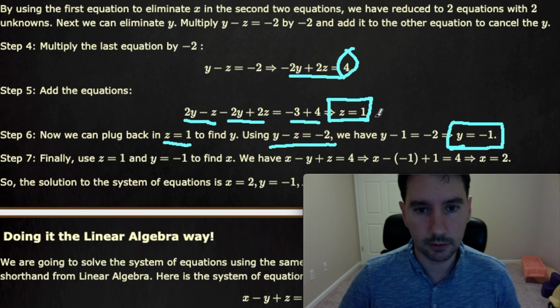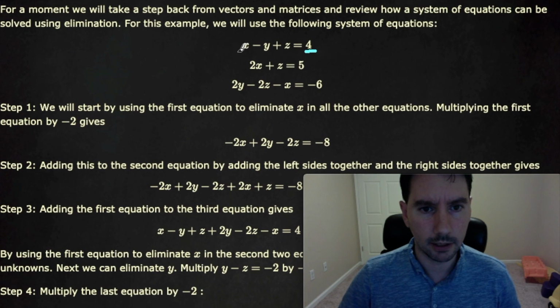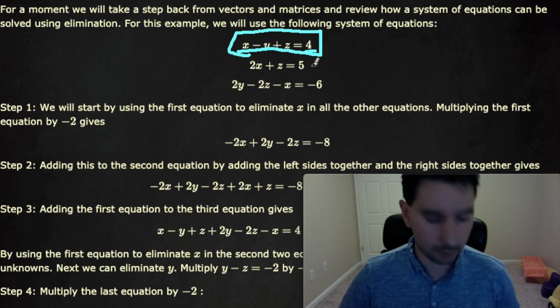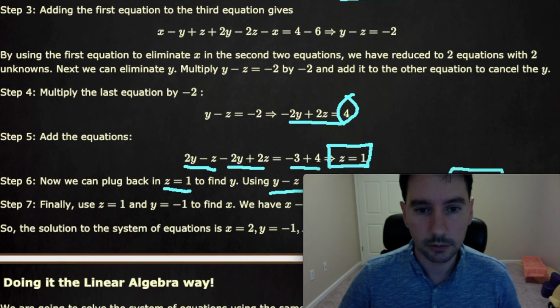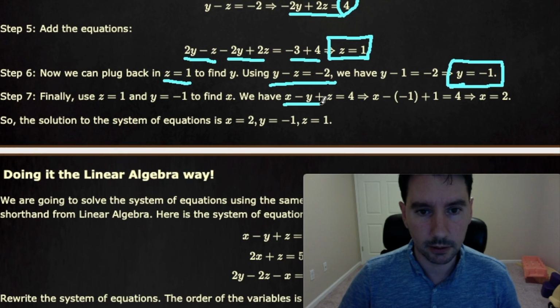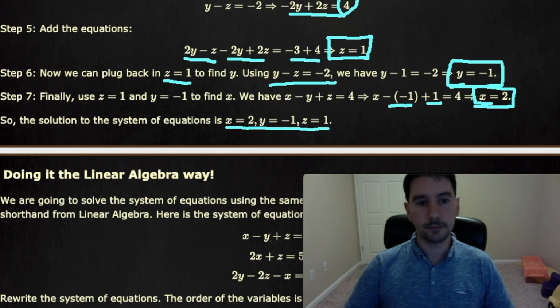Then we use z equals 1 and y equals negative 1, and plug them back into the first equation up here. So we had x minus y plus z equals 4. We plug in negative 1 for y, now that we have found that, and 1 for z. And so we have x minus negative 1 plus 1 equals 4, and that gives us that x equals 2. And there are our solutions: x equals 2, y equals negative 1, z equals 1.